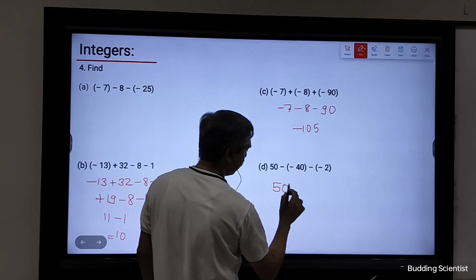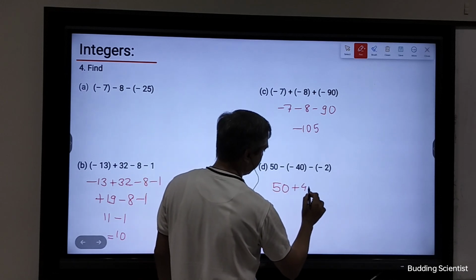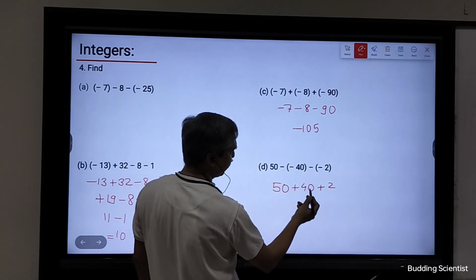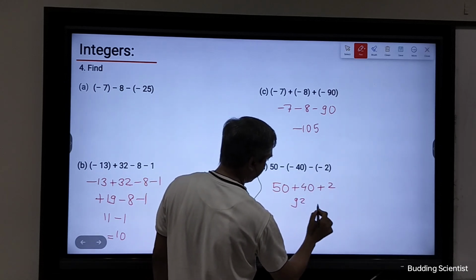50 minus minus 40 plus 40 minus minus plus 2. Add them together. 50 plus 40, 90. 90 plus 2 is 92. That's the answer.